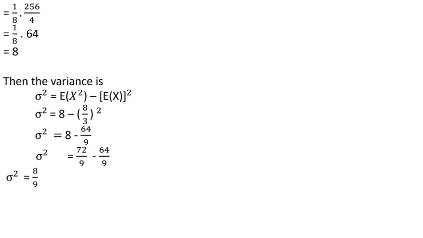So our sigma squared is 8 minus 8 squared is 64, 3 squared is 9, so 8 minus 64 over 9. Sigma squared is 72 over 9 minus 64 over 9. If you expand this, turn this one to 8 over 1. So 8 over 1 minus 64 over 9. So this one will be, our sigma squared will be 8 over 9.